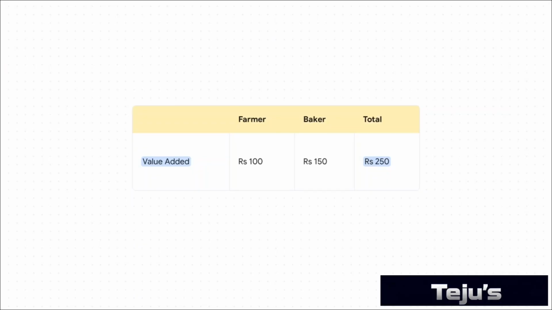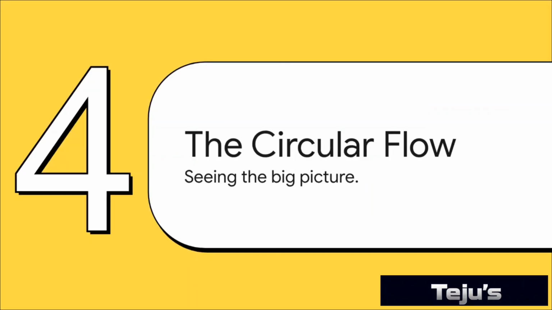For the farmer, he didn't buy any intermediate goods, so his value added is the full 100 rupees. For the baker, her value added is her 200 rupee output minus the 50 rupees she spent on wheat, so that's 150. And now, when you add the value added from both of them, 100 plus 150, you get 250. That is the true value created in this economy. No double counting.